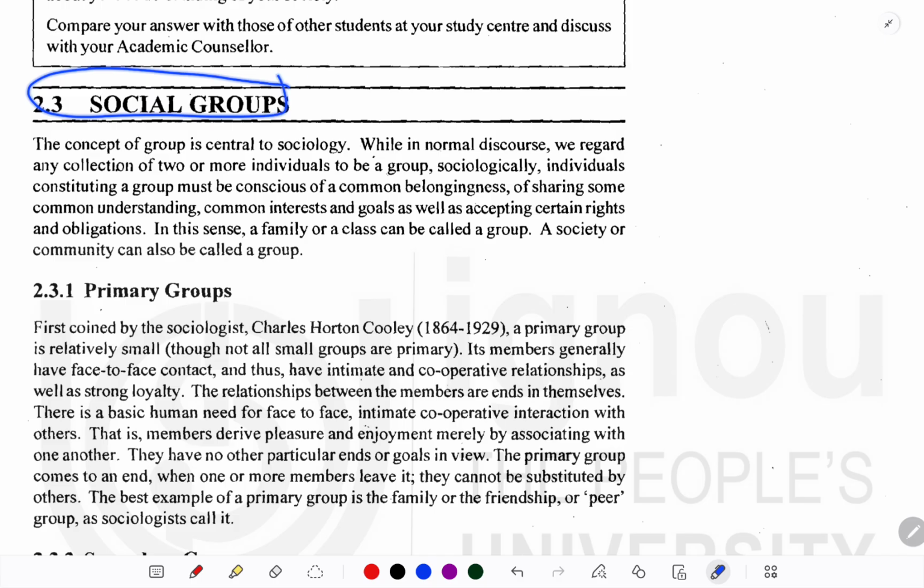Social groups. The concept of group is central to sociology. While in normal discourse, we regard any collection of two or more individuals to be a group, sociologically, individuals constituting a group must be conscious of a common belongingness, of sharing some common understanding, common interests and goals, as well as accepting certain rights and obligations. In this sense, a family or a class can be called a group. A society or community can also be called a group.